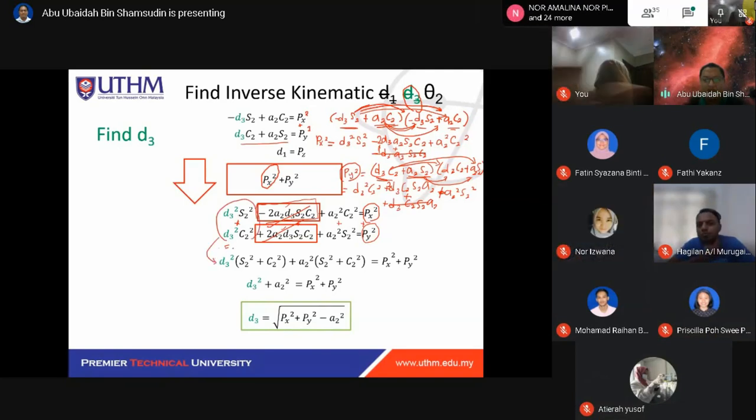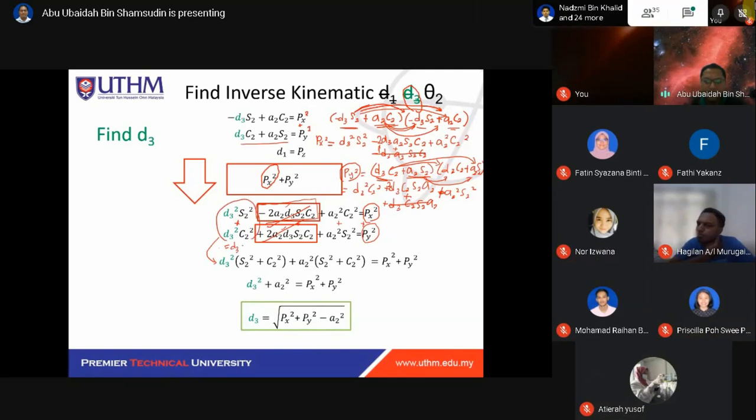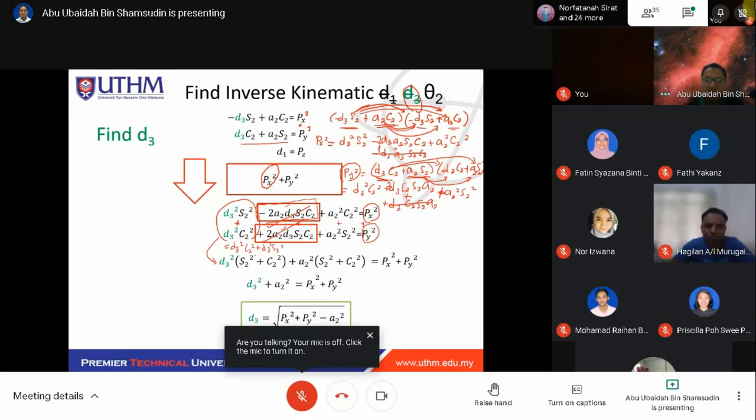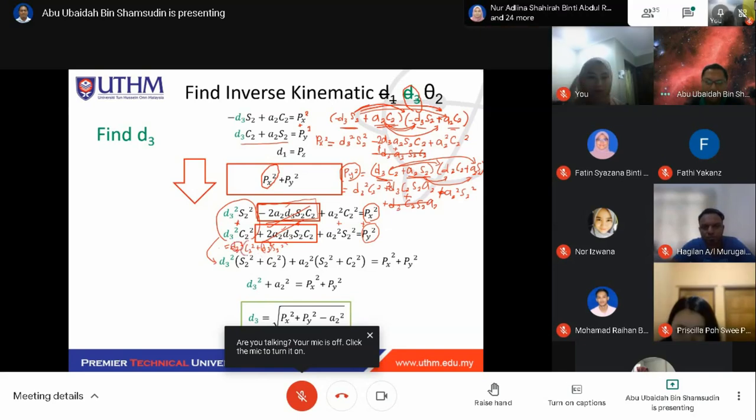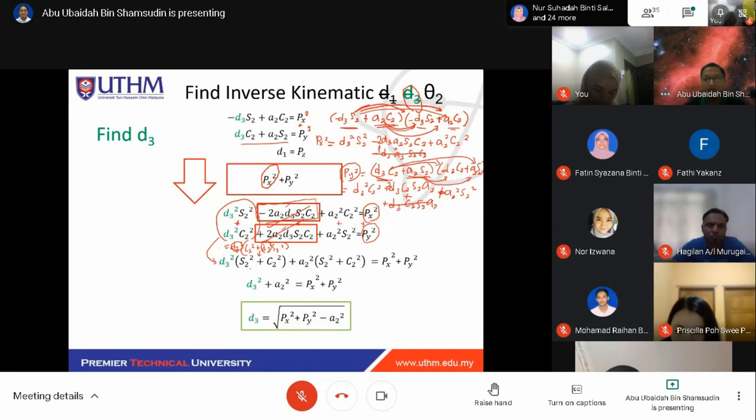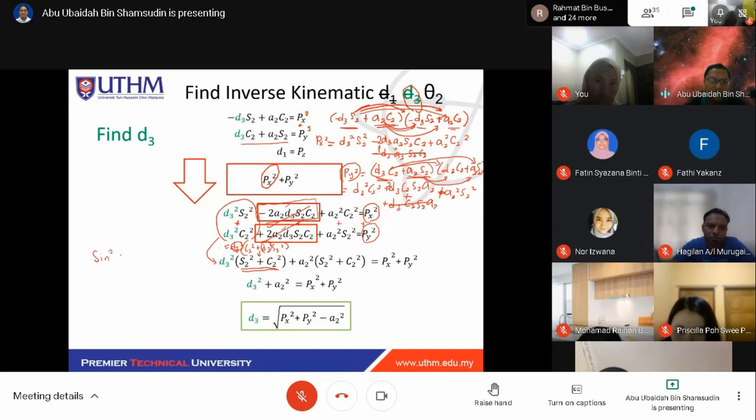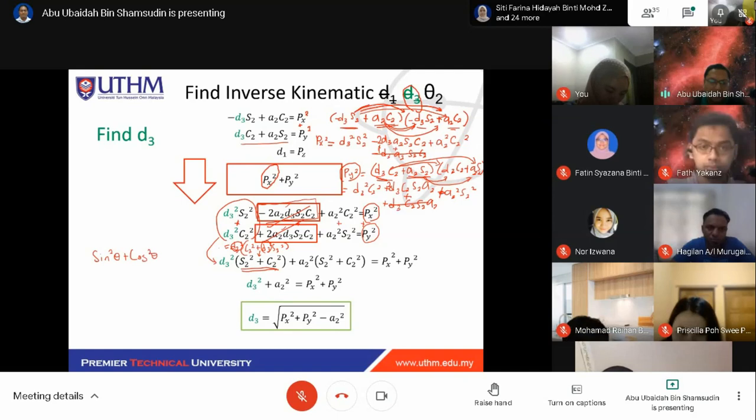So what we will get is d3 powered by 2, c2 powered by 2 plus d3 s2 powered by 2. Kan? So we take out the d3 here and we will get this equation, which is the same as this one here. So if we have this equation here, what does it mean? Sin kuasa 2 theta plus cos powered by 2 theta is equal to what?